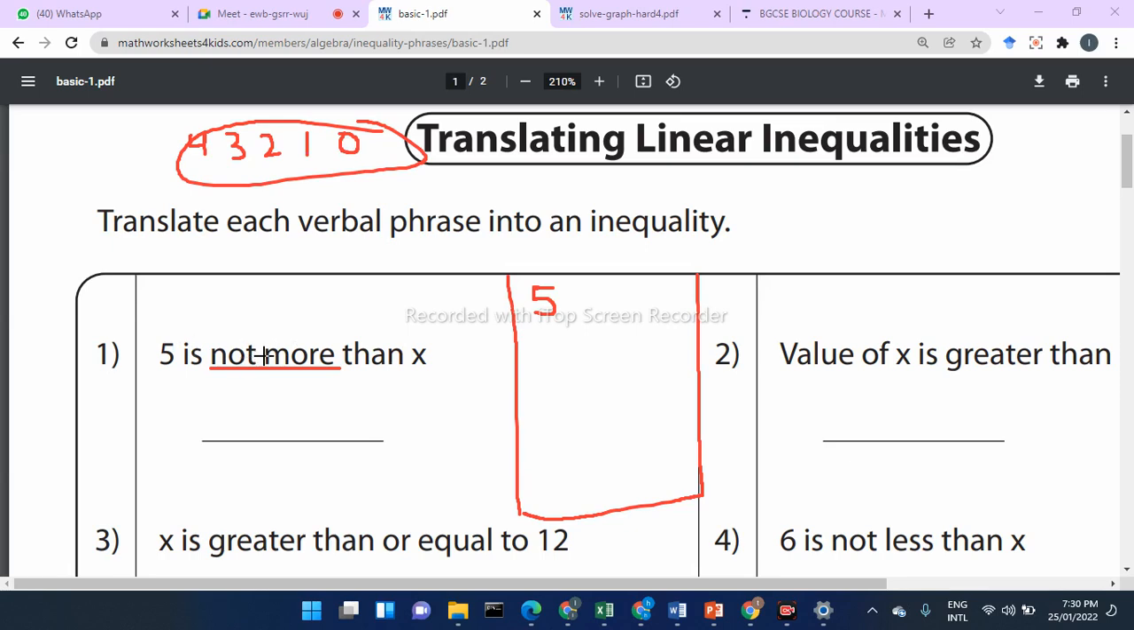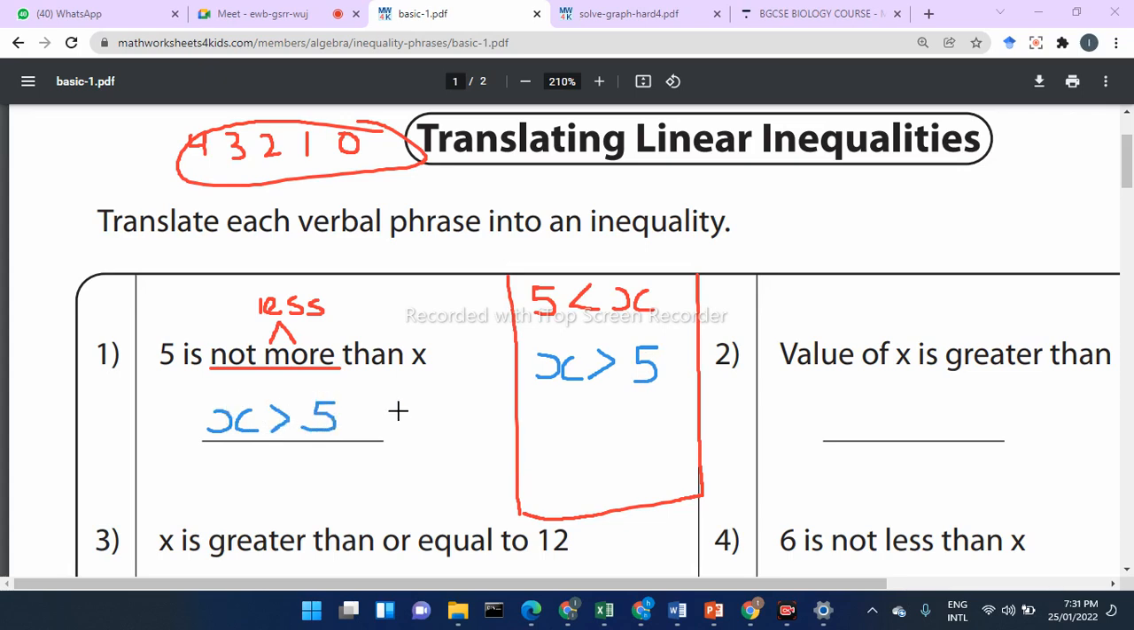But if we look carefully at the wording, it says 5 is not going to be bigger than x. So if 5 is not bigger than x, that means it is less than x. Because it says 5 is not more than x, that means 5 is less than x. And if 5 is less than x, that means x is greater than 5. So with this wording, you have to pay close attention and think about it.